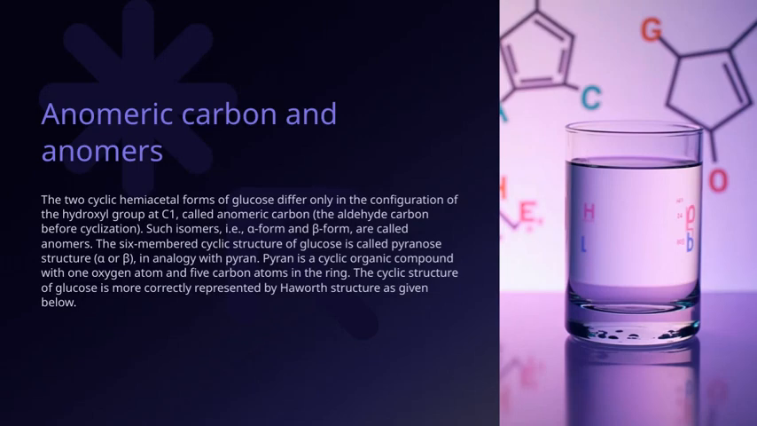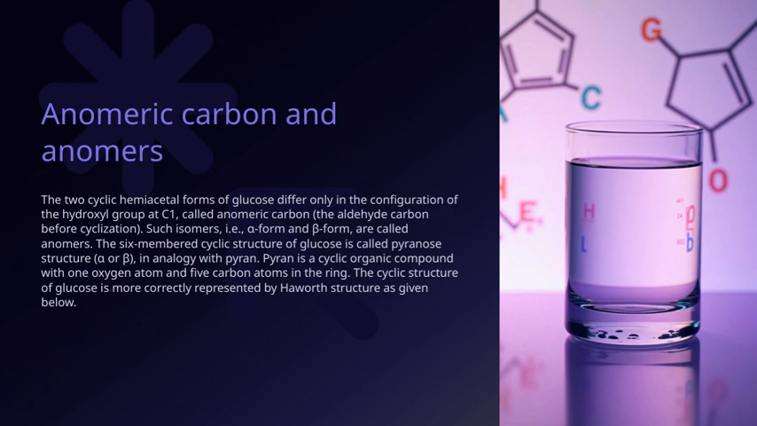Let's take a closer look at the two cyclic hemiacetal forms of glucose. These forms differ only in the configuration of the hydroxyl group at the C1 position, which is known as the anomeric carbon. The anomeric carbon is actually the aldehyde carbon before cyclization, and its configuration determines whether we have the alpha or beta form. These types of isomers are called anomers.